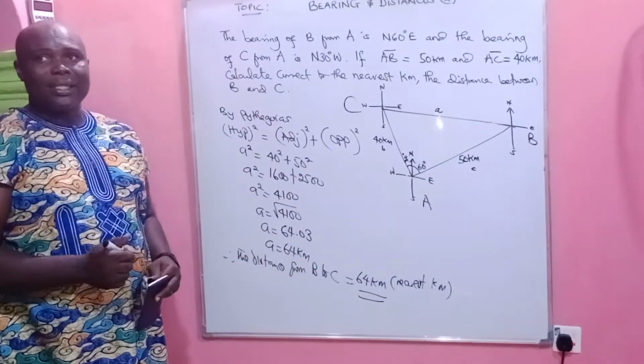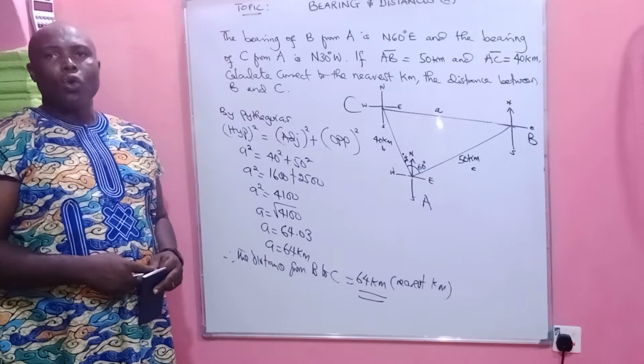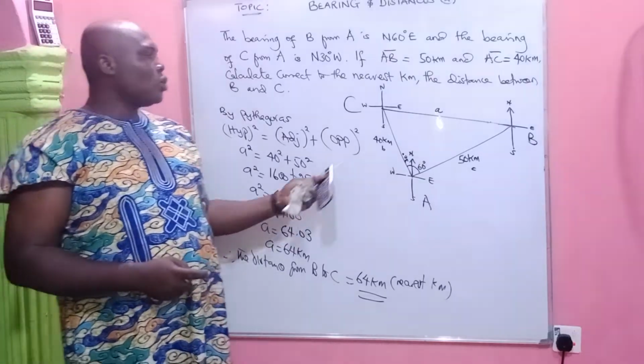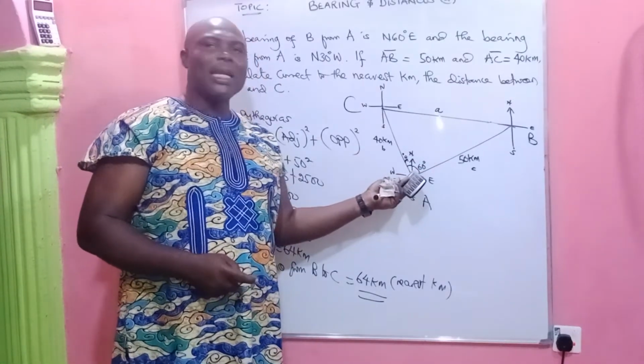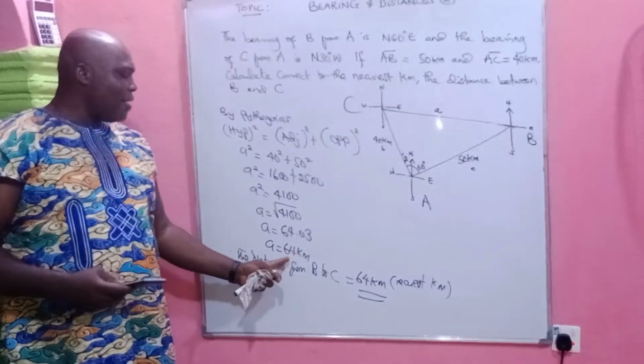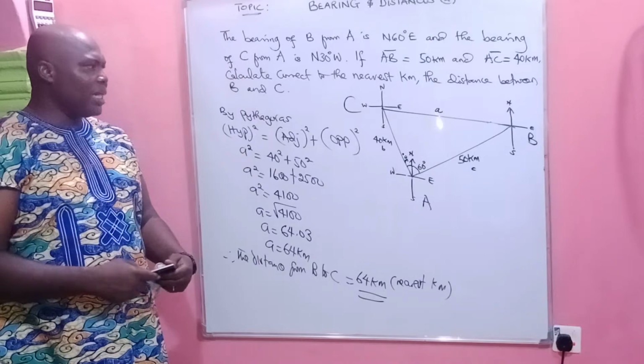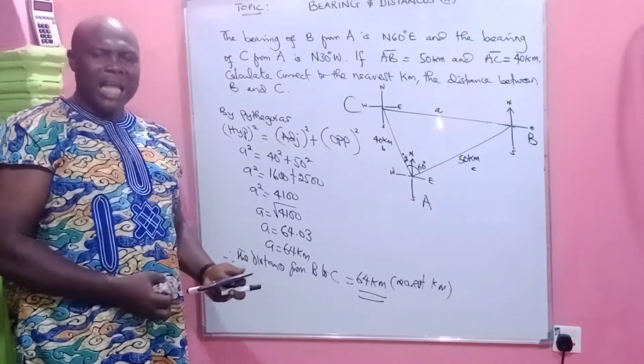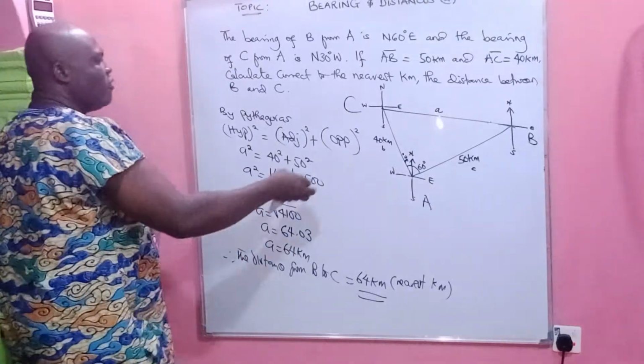But of course, like I said, you can also use the cosine rule to solve this. Why? Because we have side and included angle. If you use the cosine rule using 90 degrees here, you will still have this answer, 64 kilometers. Well, for the benefit of doubt, I would like to show you that.